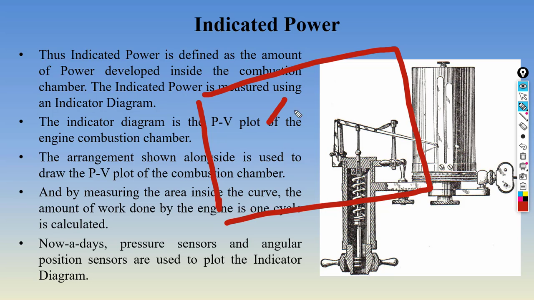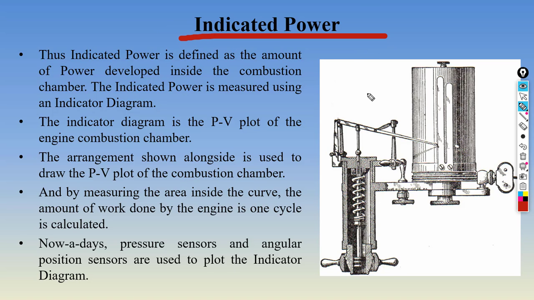And after plotting the PV diagram, we can calculate the area under the PV diagram. So that is the indicated power. No one is going to ask you how indicated power is calculated. You just have to remember the definition. What is the definition? Indicated power is defined as the amount of power developed inside the combustion chamber. Whenever fuel burns, it produces a lot of energy, that is thermal power. But all of that power cannot be used by the engine. Whatever amount of power can be used by the engine to move the piston, that is known as the indicated power.